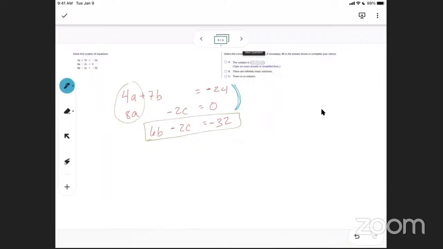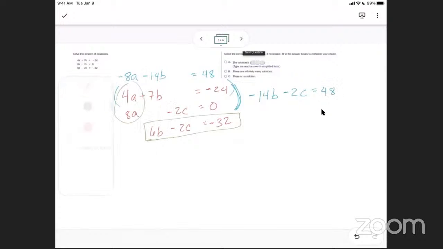So let's multiply that top one by -2, right? Yeah. So that's negative 8a minus 14b equals 48. And now add those together. The a's cancel out. The b's are negative 14b. There's negative 2c, and that equals 48.